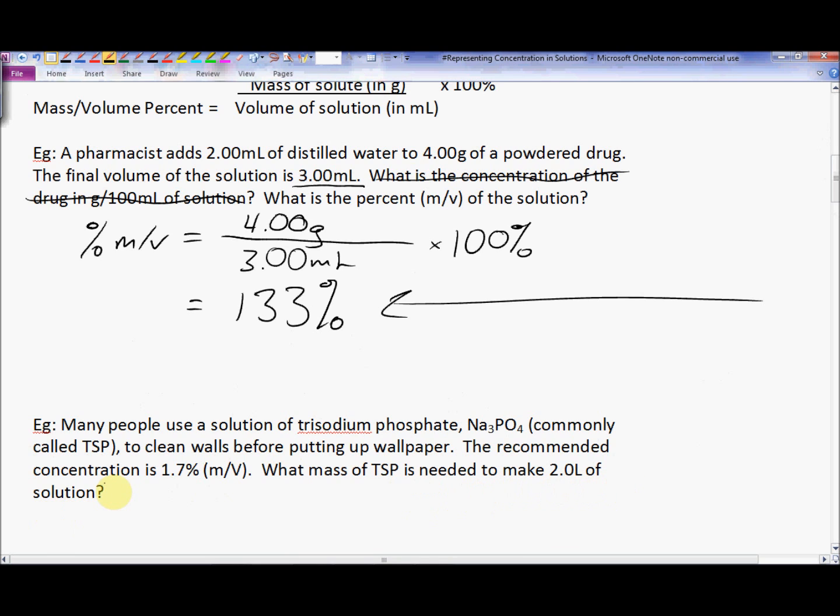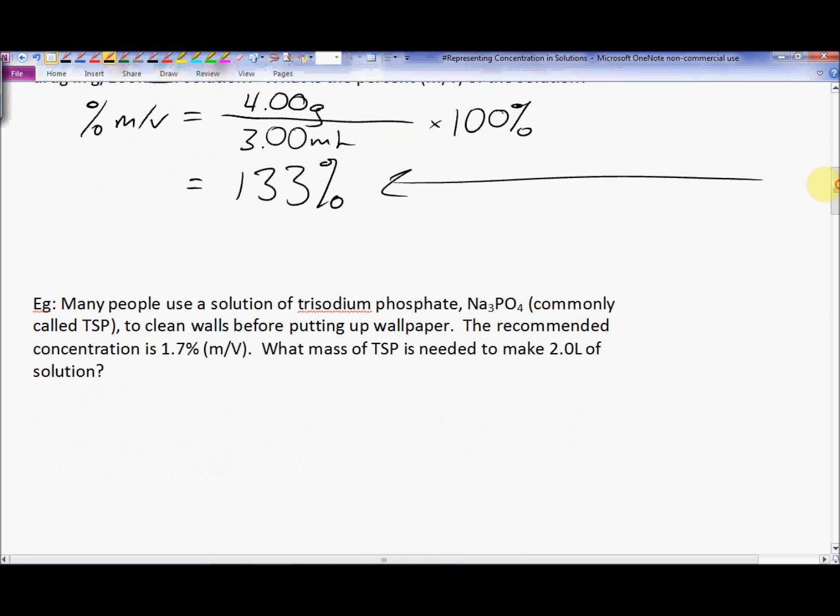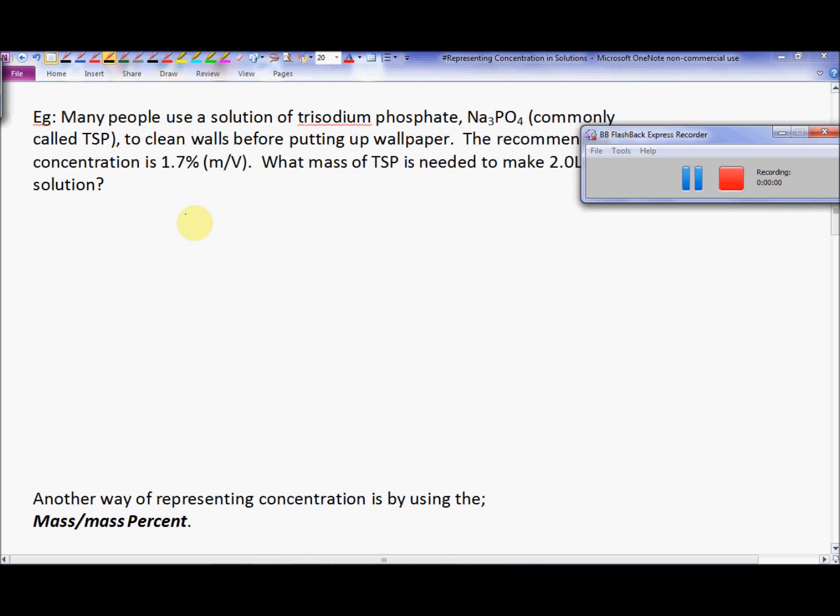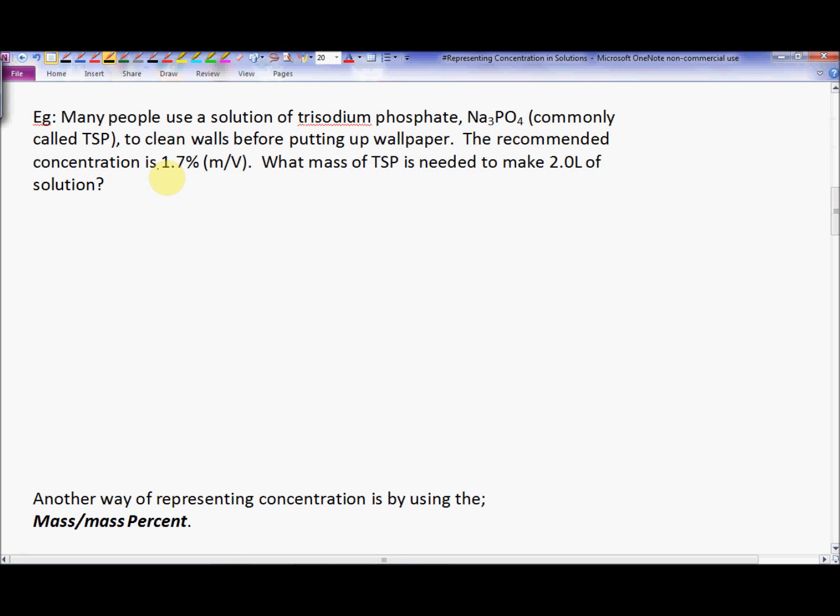Okay, so you're about to do some painting, you want to clean off the walls, you need 2 liters of the solution. You know you need to make the solution as concentrated as 1.7% mass to volume. So if we're going forward and solving this question, what we want to remember is that the percent mass to volume is equal to the mass in grams divided by the volume in milliliters, okay, times 100%.